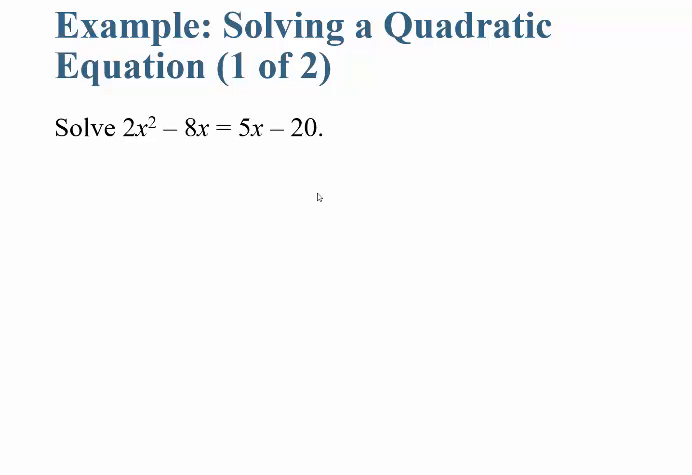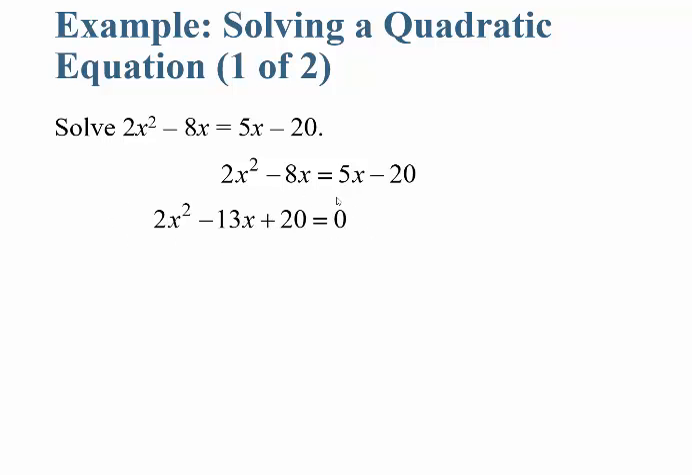All right, let's talk about some harder ones here. I want to solve this equation: 2x squared minus 8x is equal to 5x minus 20. Well, to be able to solve this, the first thing you need to always do when you're solving an equation like this is set it equal to 0. So I'm going to subtract the 5x over, and I'm going to add the 20 over. Now here I have this equation, 2x squared minus 13x plus 20 is equal to 0.